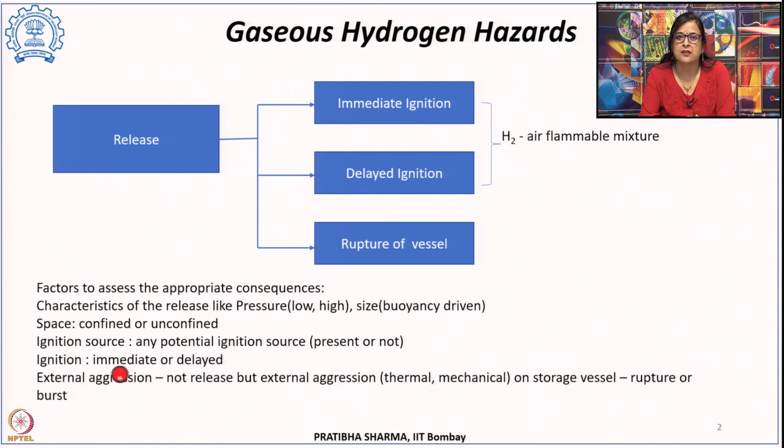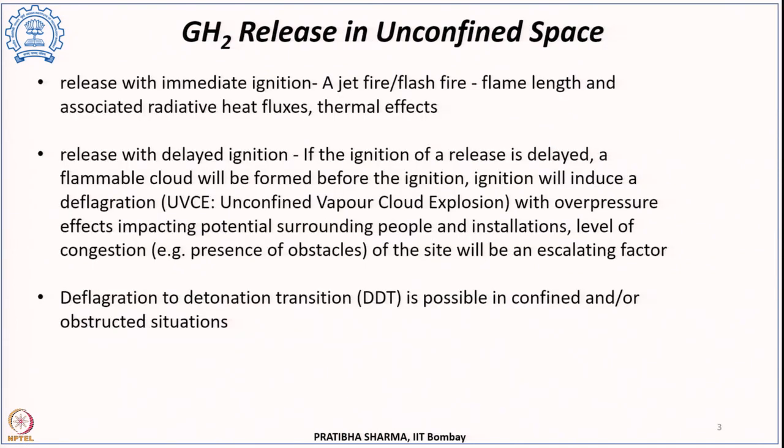Other than the ignition source, there could be a rupture of the vessel that has been aggravated by certain external aggression. That could be some nearby fire which has resulted in a domino effect and rupture of the vessel, or a mechanical impact that has resulted in the rupture or burst of the vessel. So, all these parameters will decide what will be the consequences of the gaseous hydrogen release.